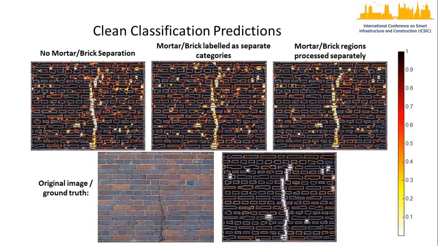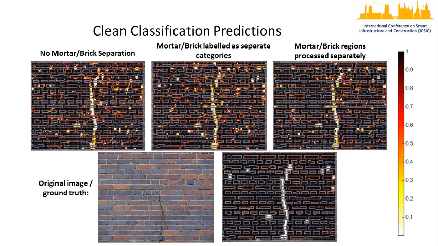So the results are shown here for the detection on this image here, which is quite a clean image of masonry, so it's quite an easy one for it. And here is the ground truth data, so it's showing that there's a crack going up here, and then a few other spots of defects around there. Here is the first strategy of no mortar and brick separation. Here is the second, overriding classification within the classes, and here's the third, processing the brick and mortar completely separately.